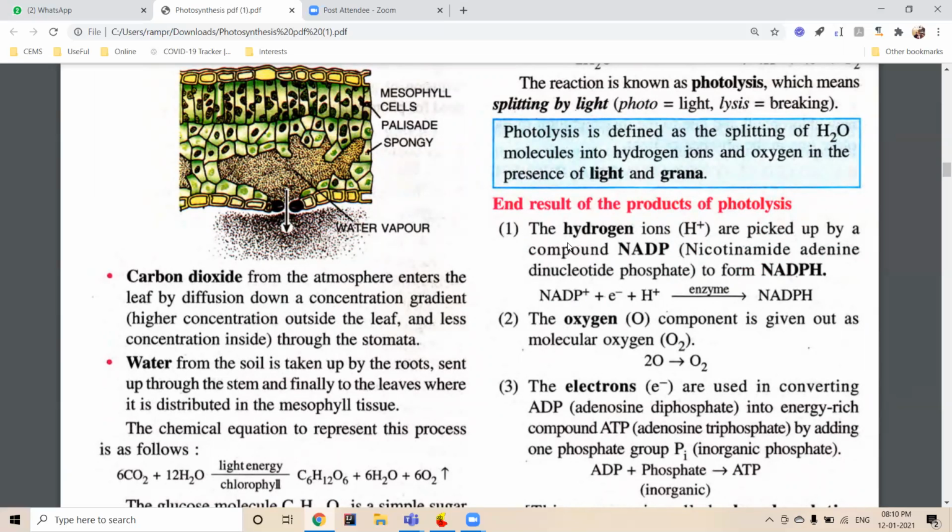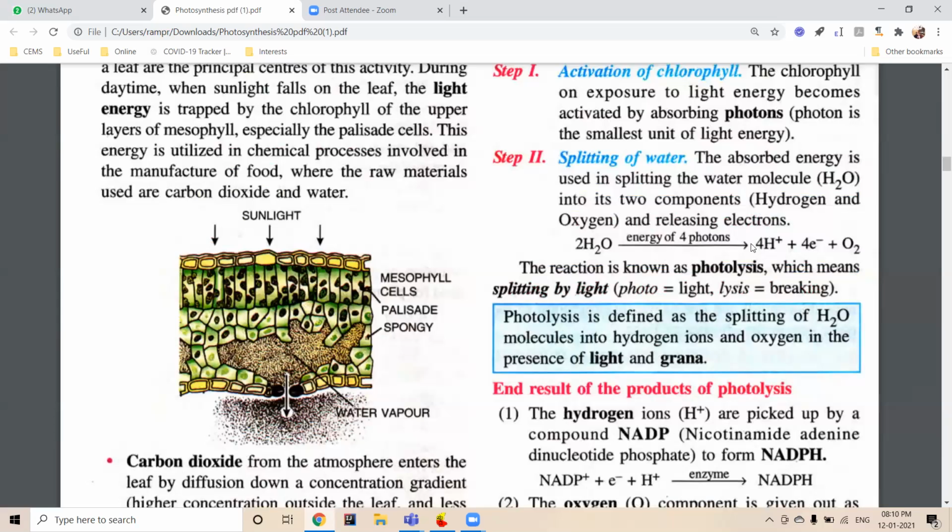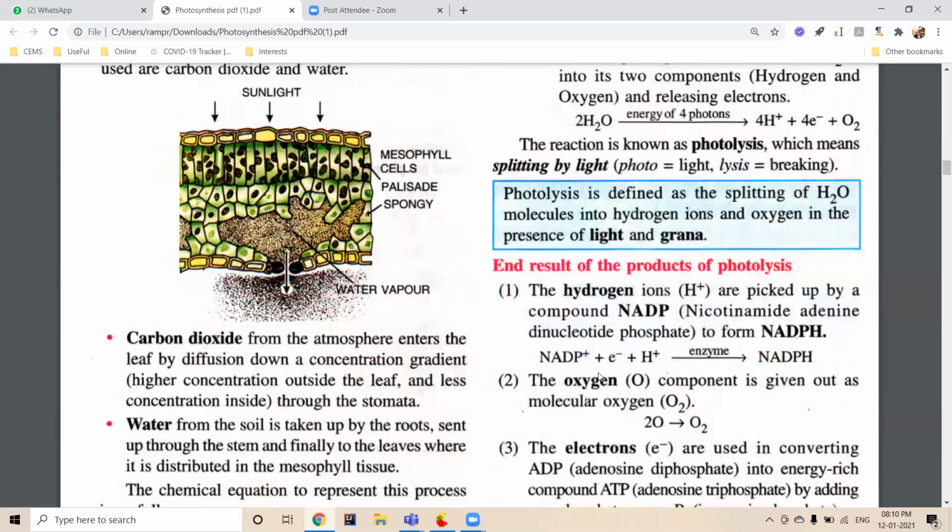The hydrogen ions are picked up by a compound called NADP. Here we can see the hydrogen ions. These hydrogen ions are picked up by NADP. N, nicotinamide, A, adenine, D, dinucleotide phosphate. So when it accepts hydrogen, it will be reduced. NADP is converted to NADPH.